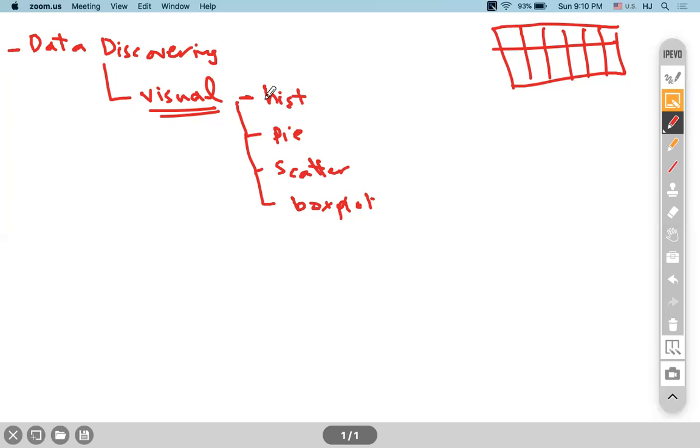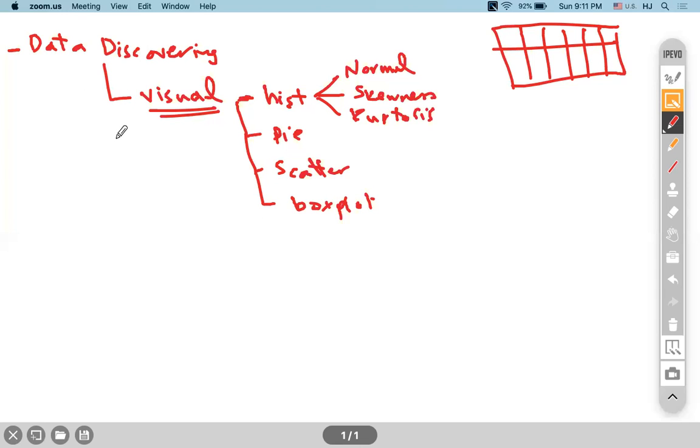So for example, when we plot the histogram, we can figure out whether the data is normally distributed. We can see whether we have any skewness in the data. We can figure out whether we have any kurtosis in the data. So we see the data from different perspectives, and we try to discover what the distribution of these data is.